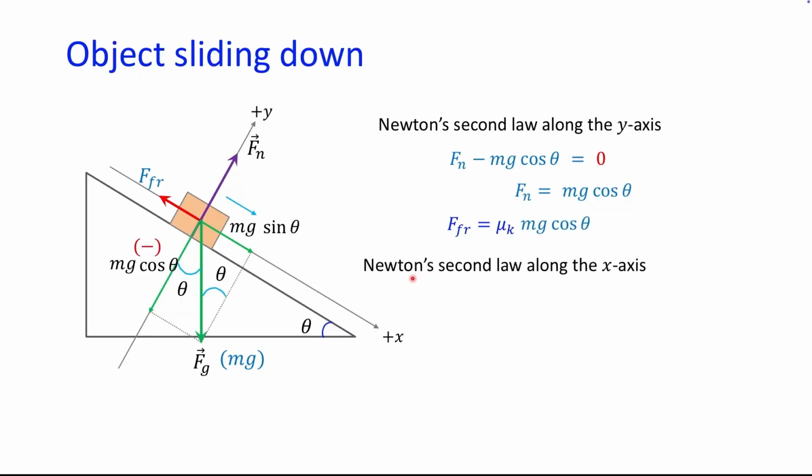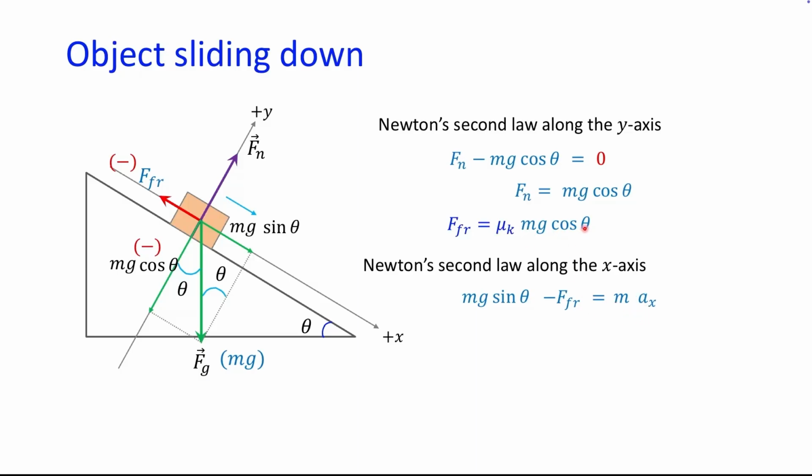Next we apply Newton's second law along the x-axis to find the acceleration of the object. There are two forces along the x-axis, friction and the x component of force of gravity. This force is in the positive direction, and the friction is in the negative direction, so the friction is negative. Add the two forces, you get mg sine theta minus F_fr. This is the net force along the x-axis, which is equal to mass times the acceleration along the x-axis.